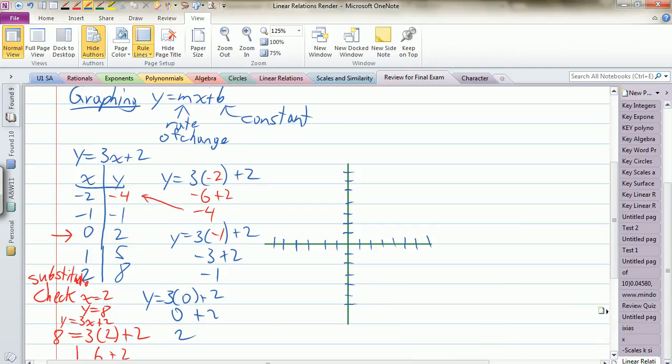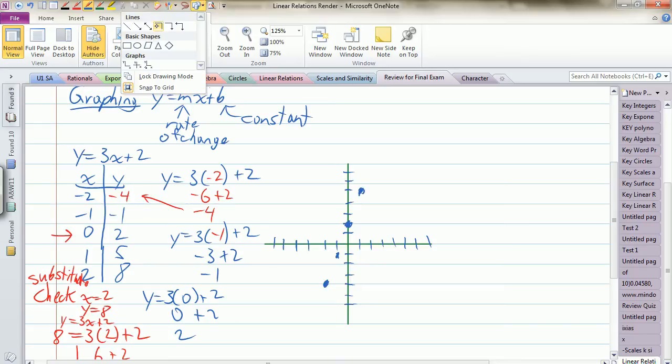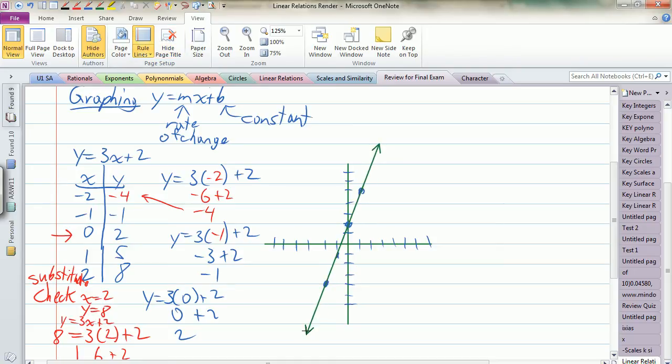Okay, so once you get your axes drawn, then you can label the points: -2, -4; -1, -1; 0, 2 is up here; 1, 5; 2, 8 is up here. Now the next one's off my grid, so I won't plot it. I have enough. I can make my line, and the line should be straight. If your line is not straight, then you need to go back and check your calculations and check how you plotted your points. So I can label this y equals 3x plus 2.